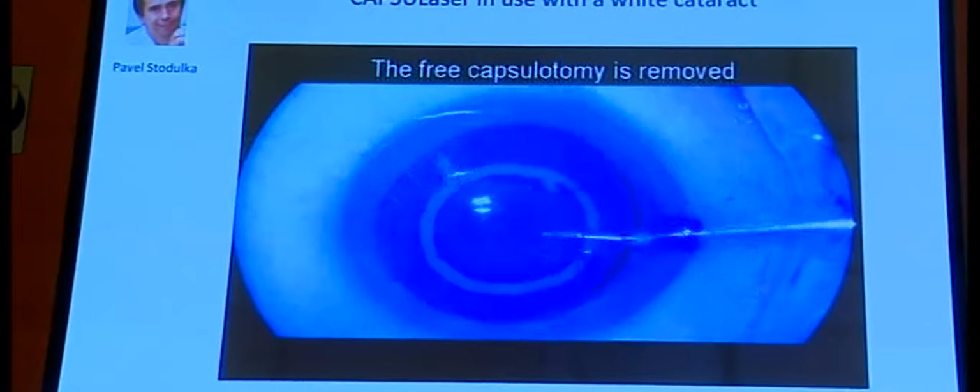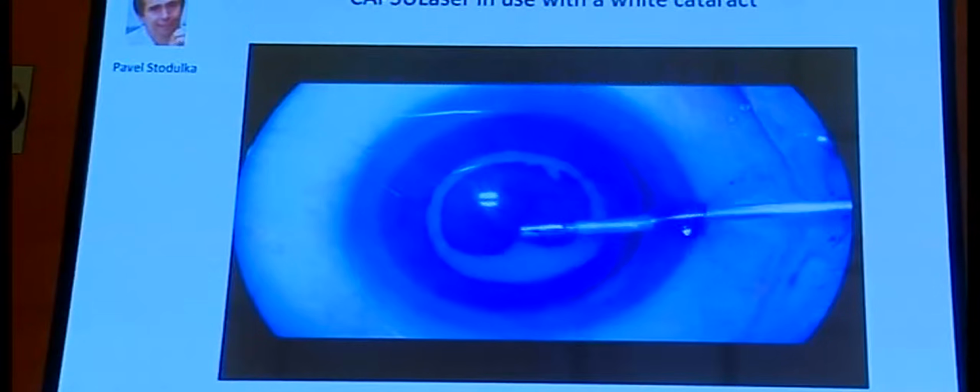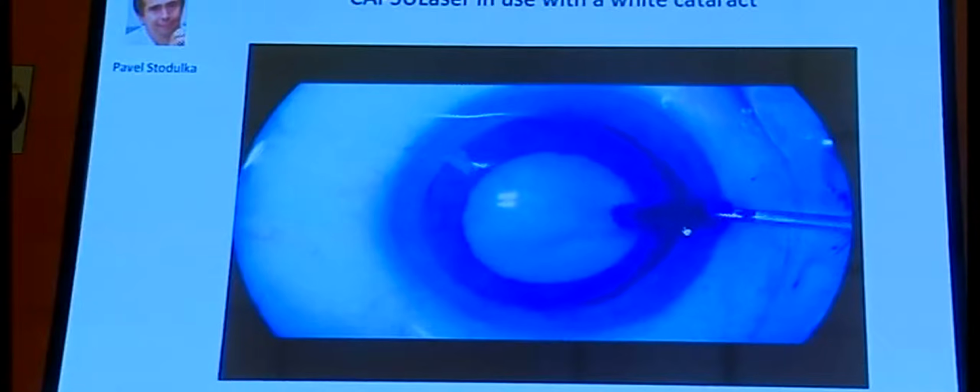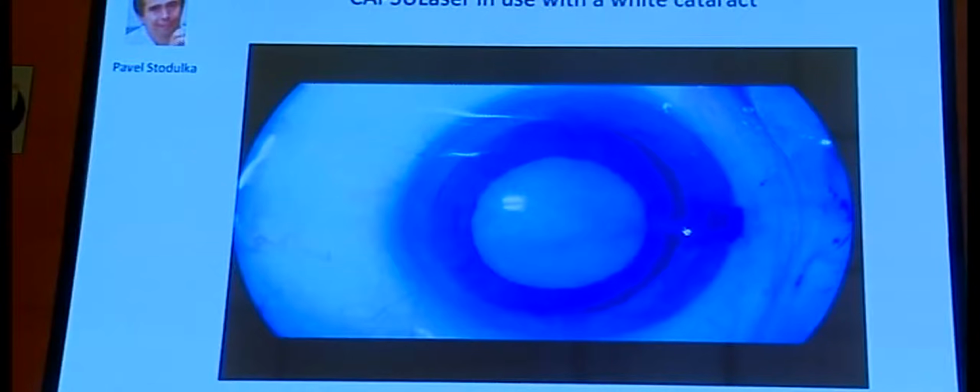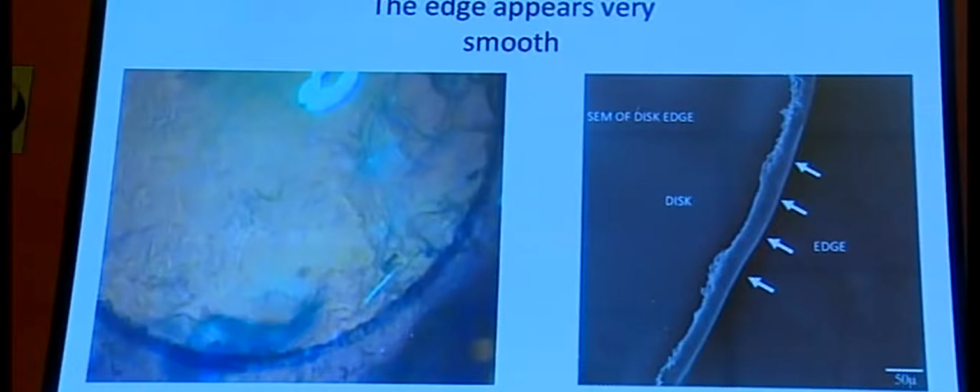So it is such a clear cut thing into the anterior capsule, such a free capsulotomy that you can just hold it and pull it out. Now the edge appears very smooth in electron microscopy, and it is again a curved and curled up edge as you saw in a Zepto.